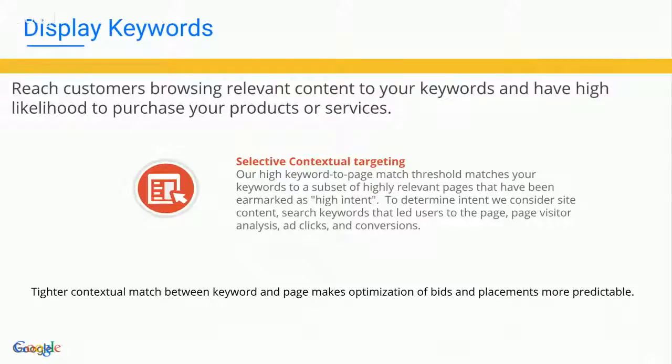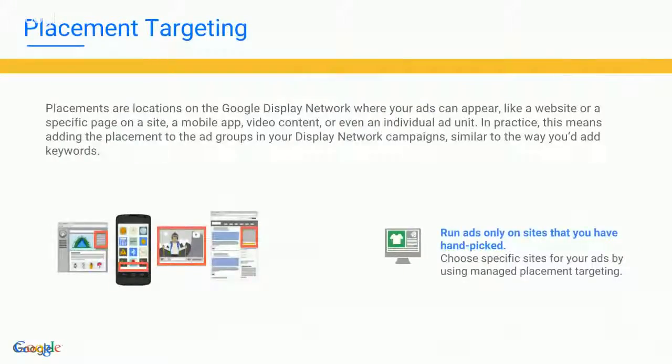Certainly. Awesome. So I'm going to pass it back to Connor for placement targeting. So thanks so much there, Rachel. So our next targeting method here is that placement targeting. So what this allows you to do is actually pick out and choose certain websites or web pages there within the Google Display Network that your ads can appear on.